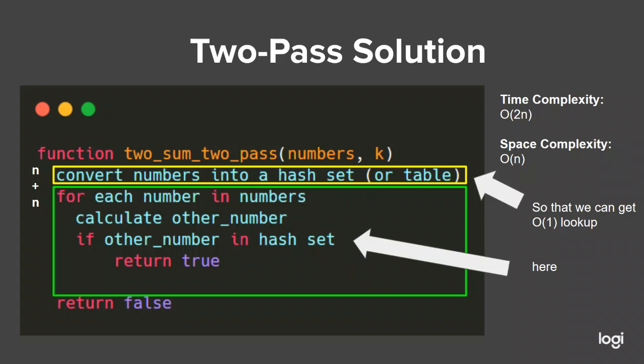All right. How could we make this better? How can we do this in one pass? Because this is two pass: in the green block here, the second block, that's one pass over numbers. And if we expand the convert numbers into hash set or table step, which is really to create a hash set or table that has all the numbers of numbers, that's another pass over numbers, so it's two passes. Okay.